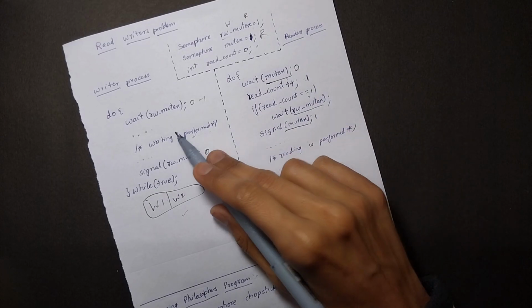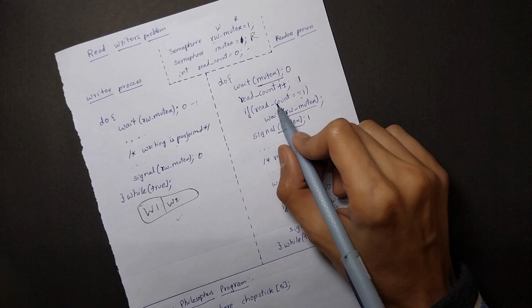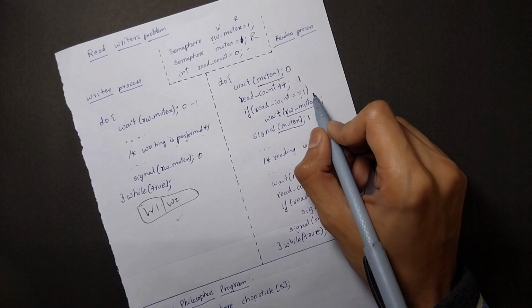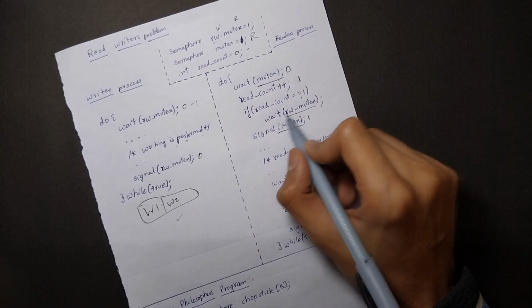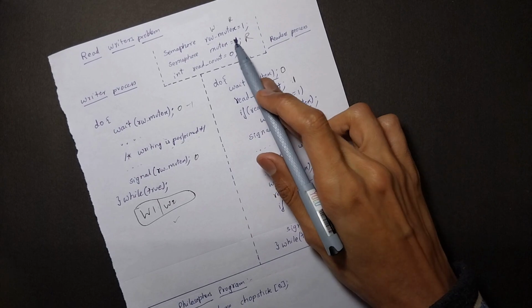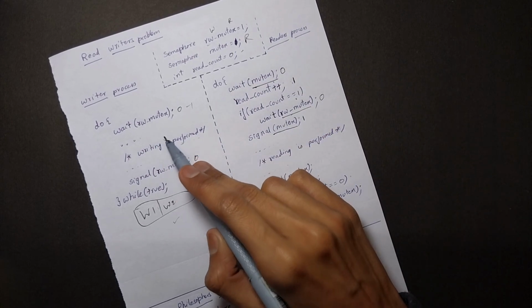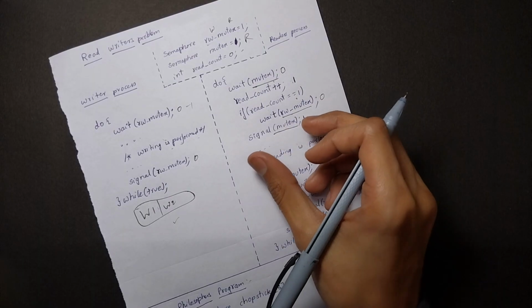So RW mutex is common for both. So when I set RW mutex, see, if reader count is 1, right? So 1 is equal to 1, it is true. So it will use wait. Wait will do a decrement. So RW mutex is currently 1, so it will become 0. So when it is 0, then the writer will come to know that somebody is reading the process.